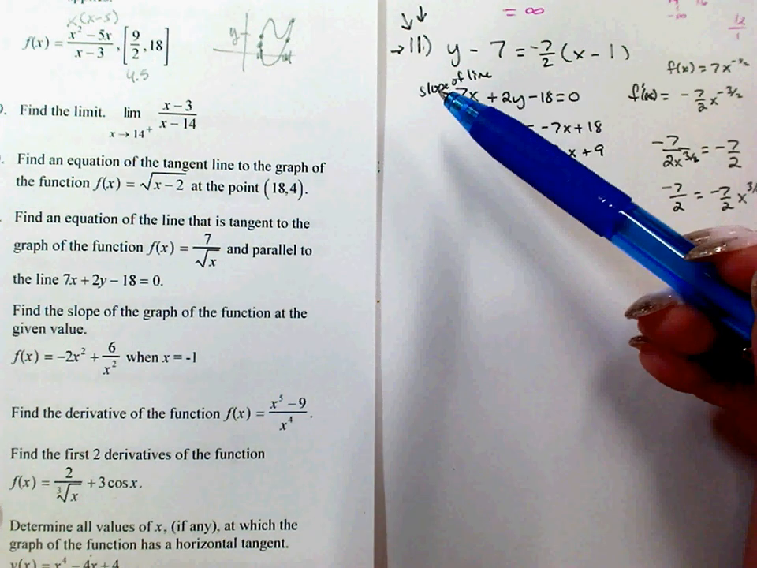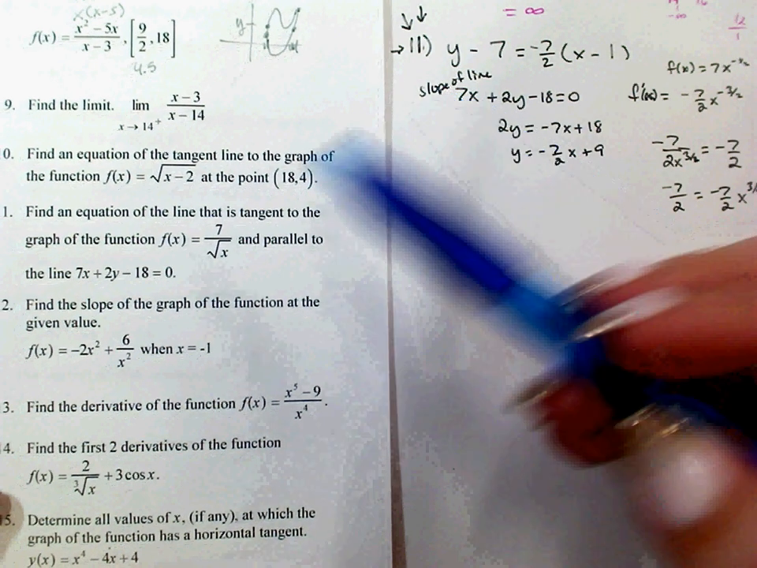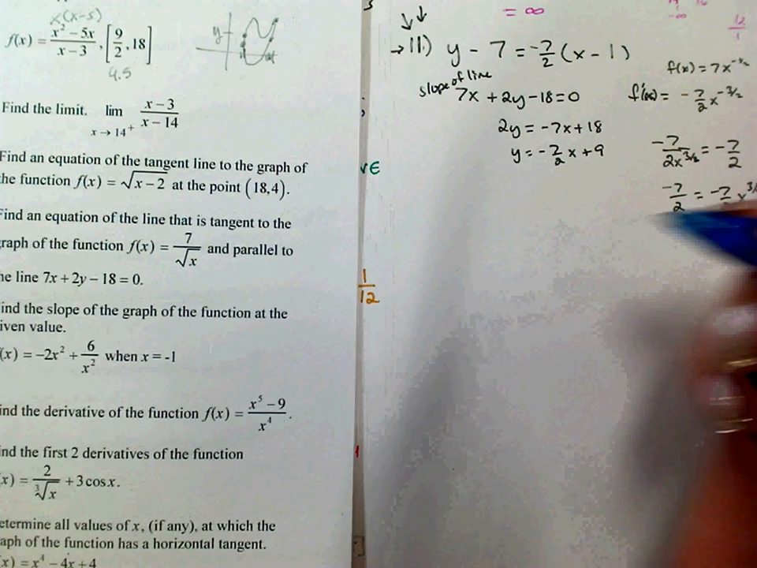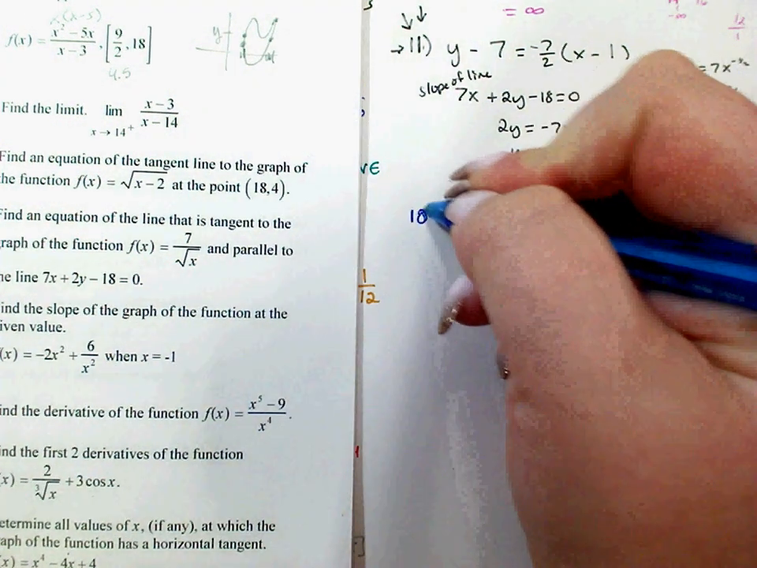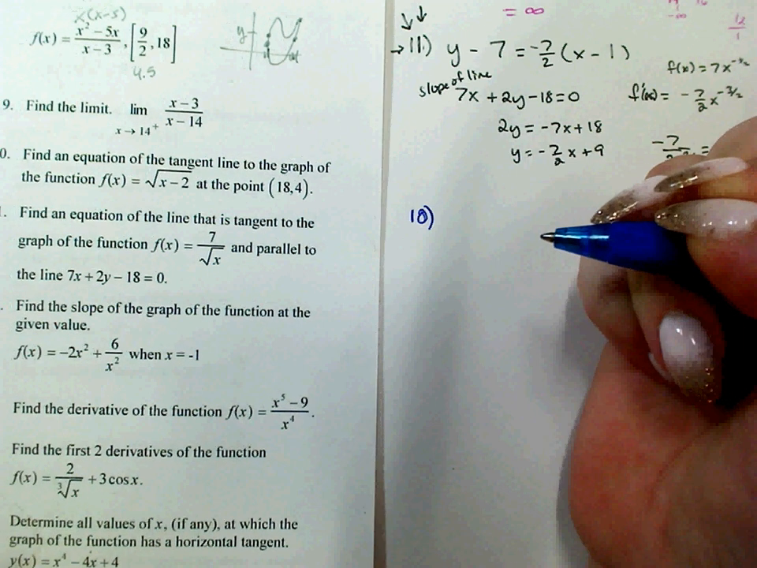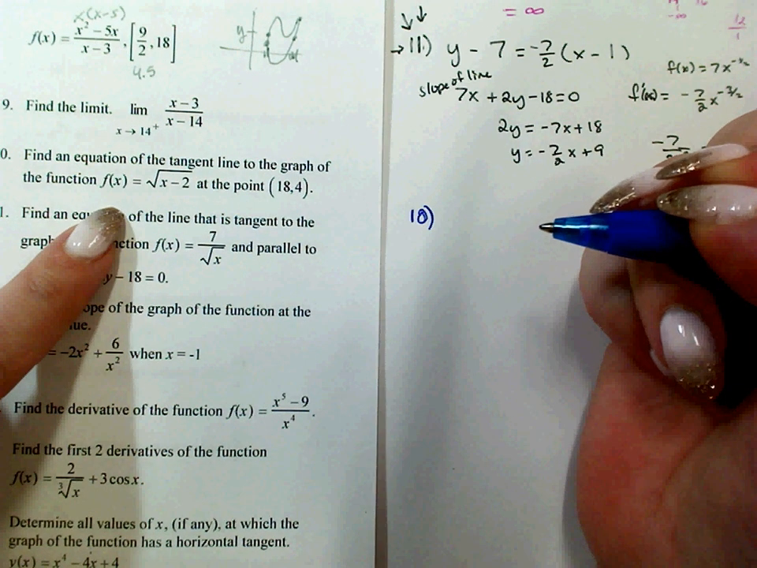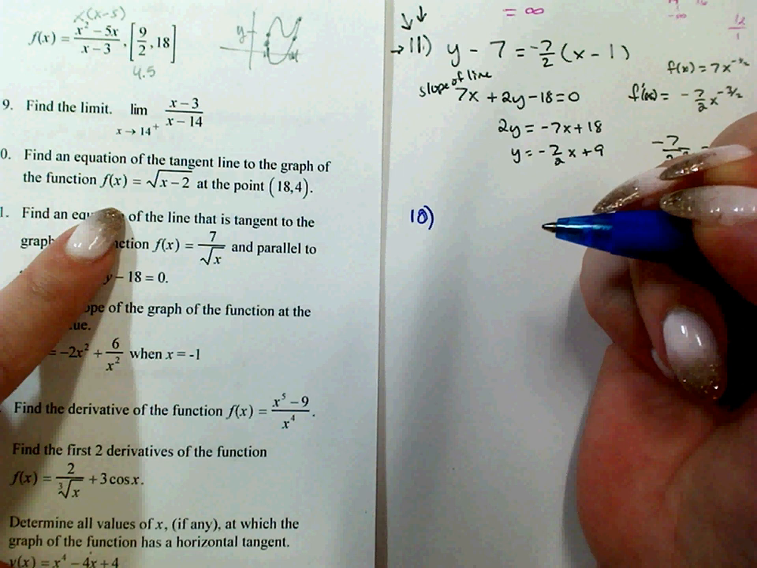So I just realized that this is actually number 11, not number 10. So I'm going to work number 10 right quick right here. Okay, so number 10 says, find an equation of the tangent line to the graph of the function f of x equals the square root of x minus 2 at the point 18,4.